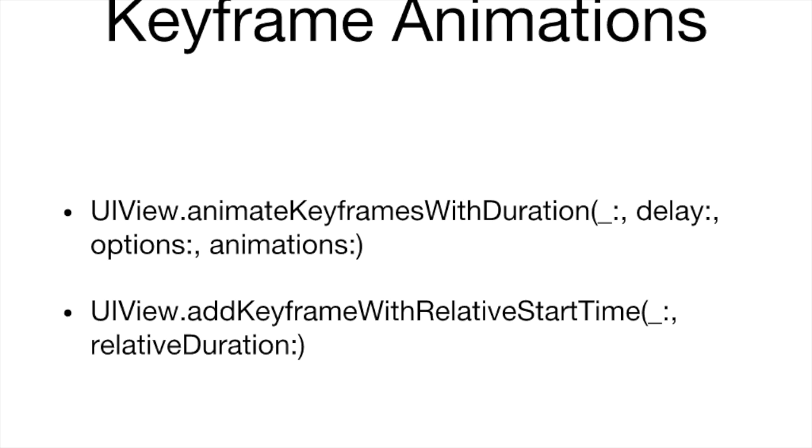Keyframe animation. Remember those two things need to go together. So the second one will be nested into the first one, right? If you want your animation to have 5 states, you need to add this one 5 times. Okay.